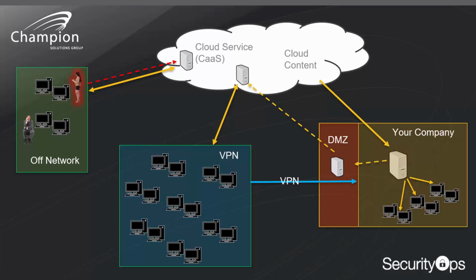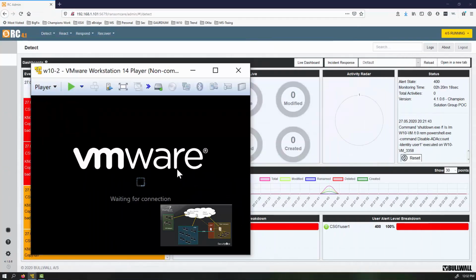And until we can fix that user and get rid of the problem, then we can re-enable that account and get them back to work. But again, this containment process works whether you're inside your company, working over the VPN, working totally off the network, and whether you're accessing information behind your firewall or in the cloud.